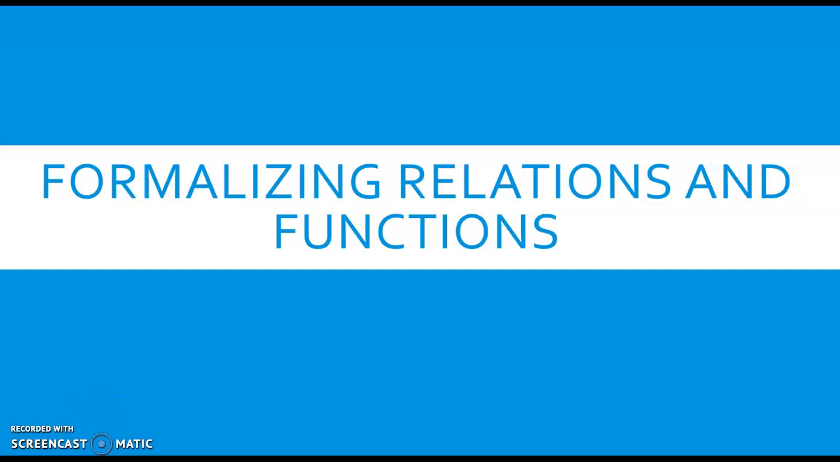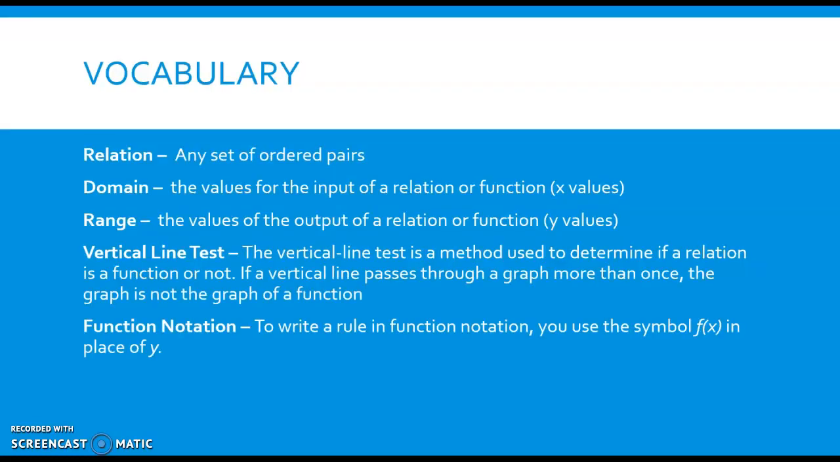All right, welcome back for our last lesson in chapter 4. So here we're going to formalize relations and functions. So we got some keywords. A relation is any set of ordered pairs. Domain are our input values. Range are output values. We have a vertical line test, which is better if we just do it. And then function notation is a way that we can write a rule. Instead of using y, we'll use the symbol f of x, or actually any letter with our x in parentheses. All right, which just is read function at x.